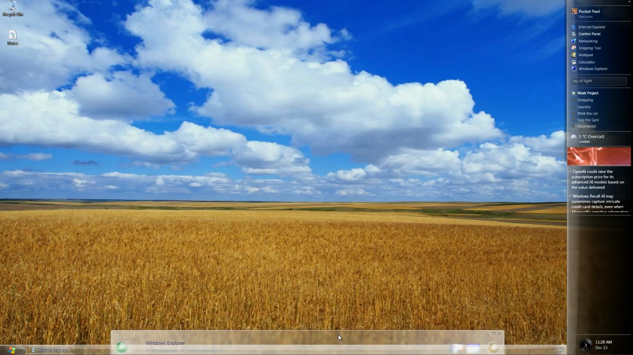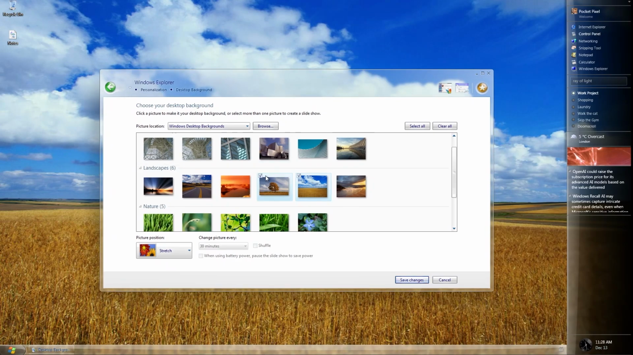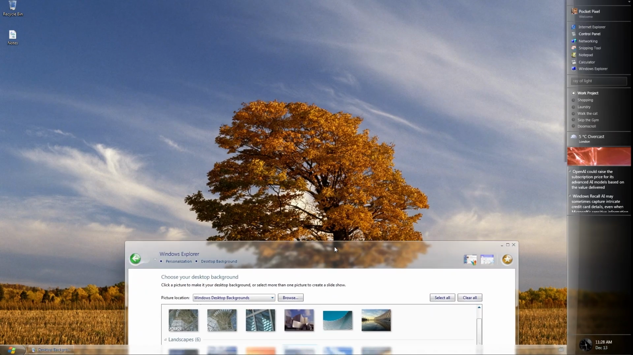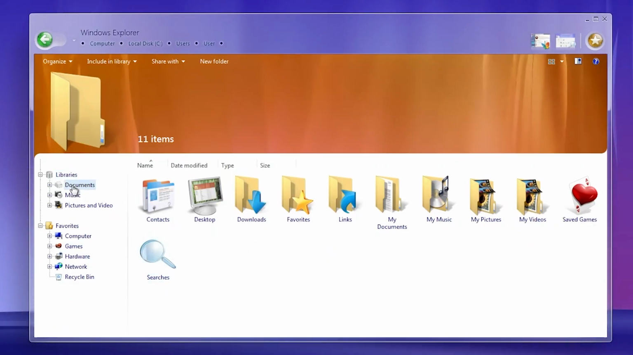In terms of theming, the strange minimize, maximize and exit buttons have been recreated faithfully, as well as the different levels of transparency within this concept. Explorer has also been deeply modified to look like the concept.